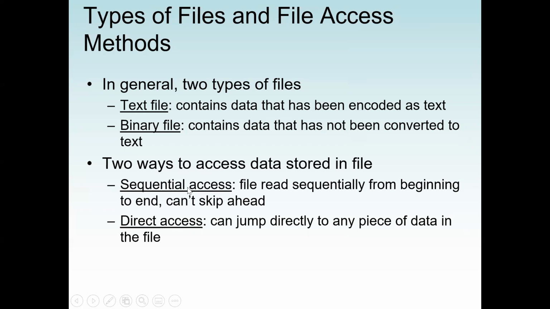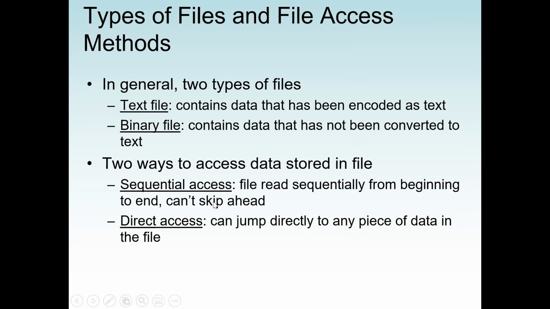Sequential access means if I have data, let's say we have 100 values, and I want to access the last value, I have to go through from beginning to the end. So I'll go through 1, 2, 3, up to 100, the last value. Direct access means we can jump to anywhere. So if I want to access the 100th, instead of starting from the beginning, I can just go straight to the end. And that's the quickest way.